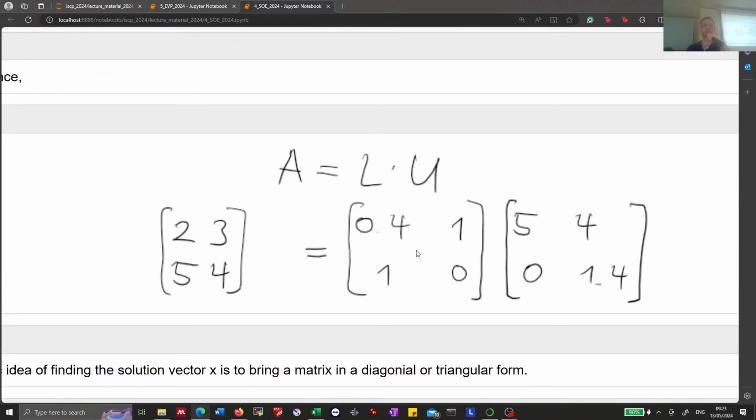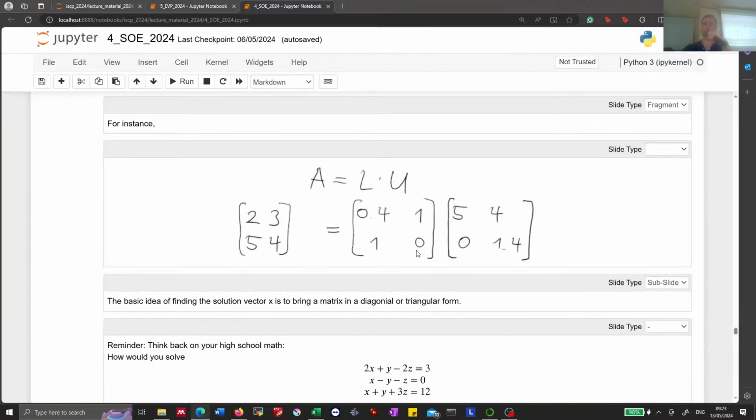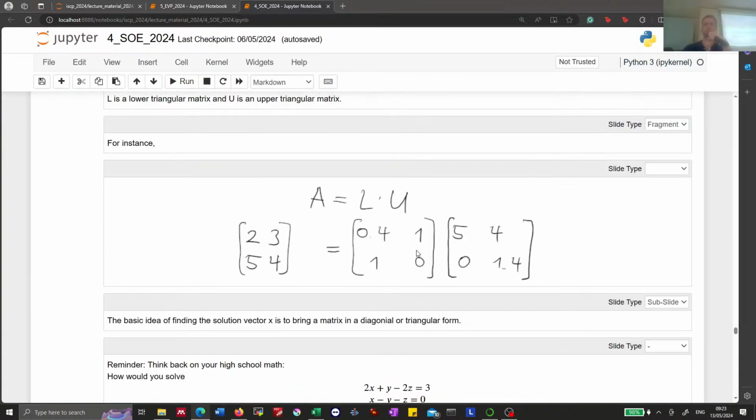So what do we have is 2, 3, 5, 4. That is matrix A. And I can take the pointer here, right? So matrix A equals 2, 3, 5, 4. And I can represent this matrix as a product of a lower and an upper triangular matrix. Okay, does that make sense?